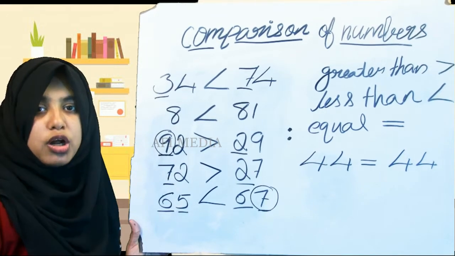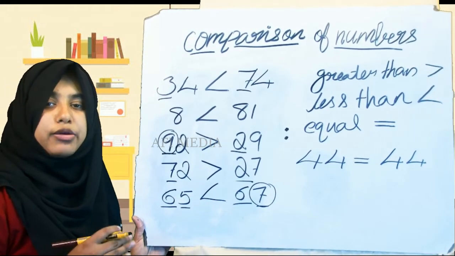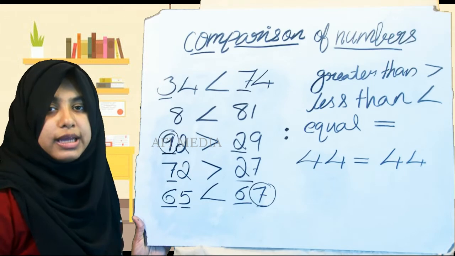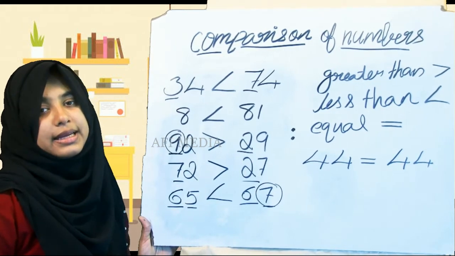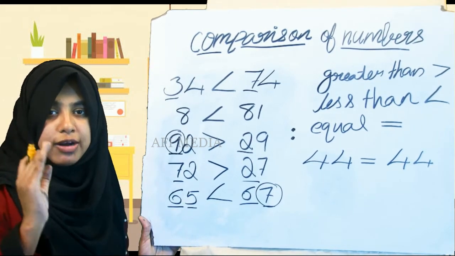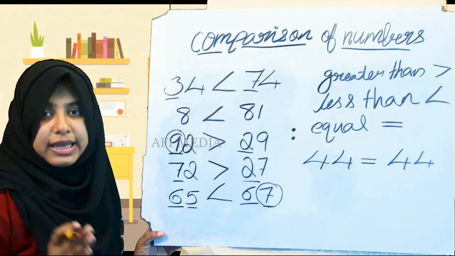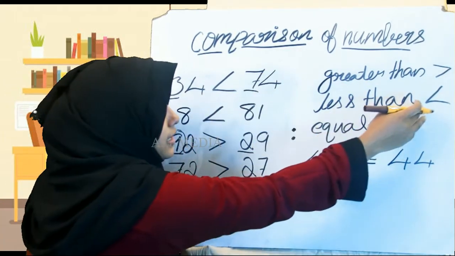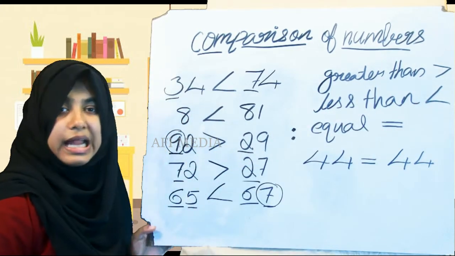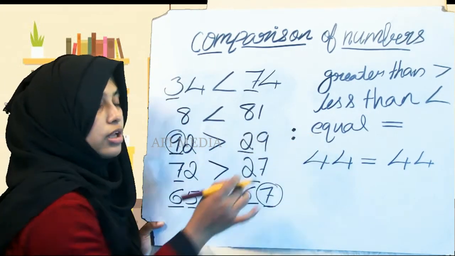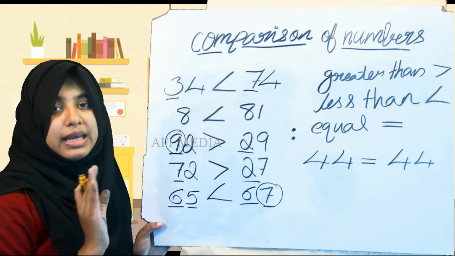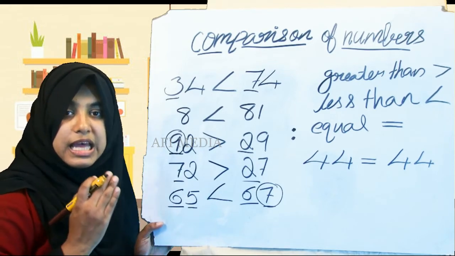I hope all of you understand this one. I give more homework to you, so you can understand how we can do it. Less than, greater than and equal to. Always remember, the symbol always opens its mouth to the greater number, and the point is toward the less number. Equal means the same numbers on both sides. Now let's start with comparison of 3-digit numbers.